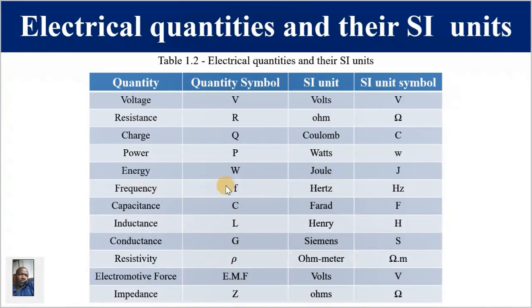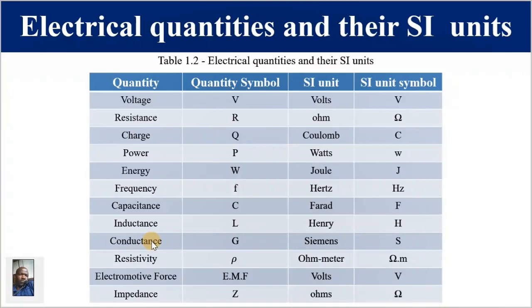Then frequency, the symbol is small letter f. It is measured in hertz, and the symbol is Hz. Please take note, H is a capital letter. Then capacitance, the symbol for capacitance is C. It is measured in farads, and the unit symbol is capital letter F. Then inductance, the symbol is capital letter L. It is measured in henries, and the symbol for henries is capital letter H.